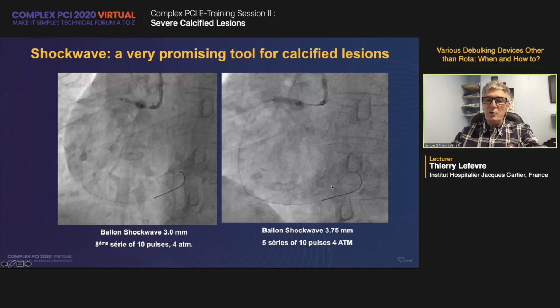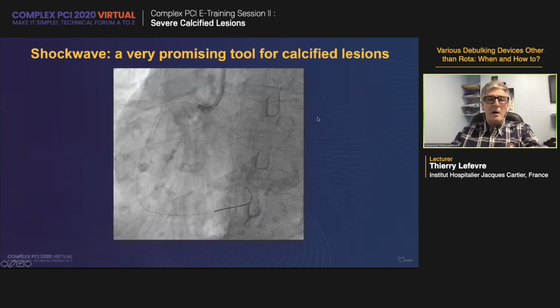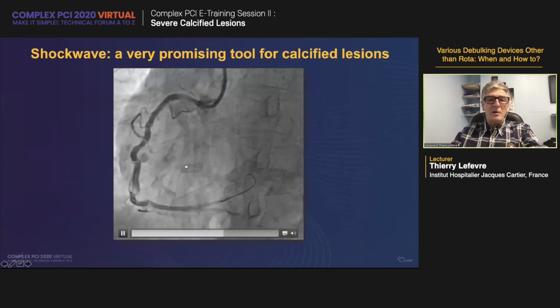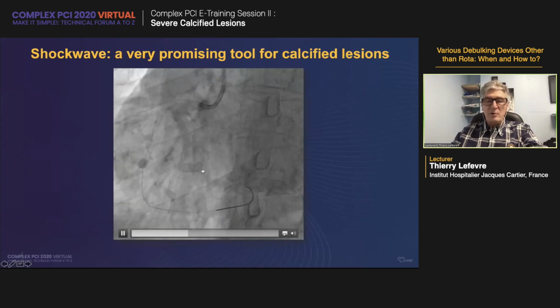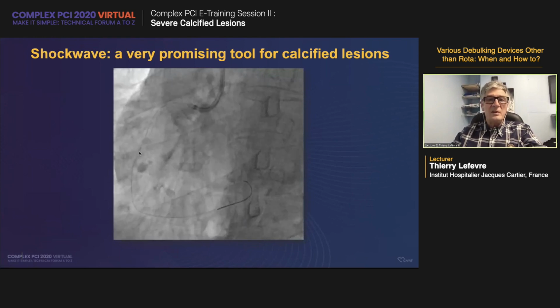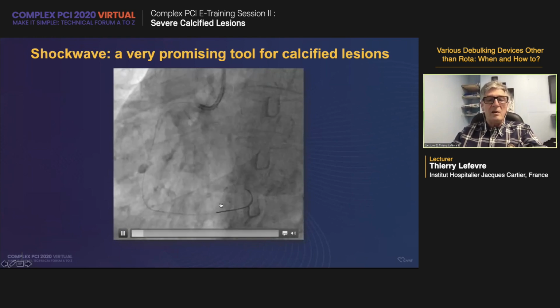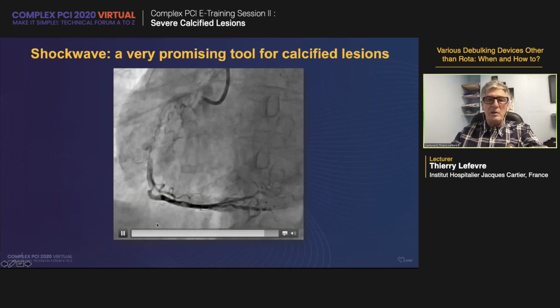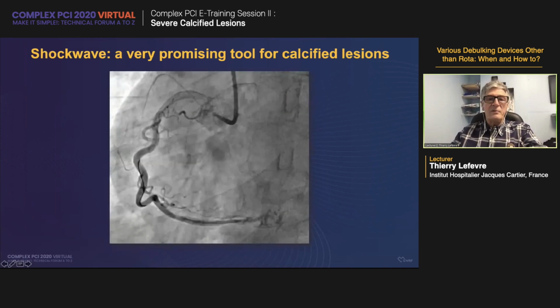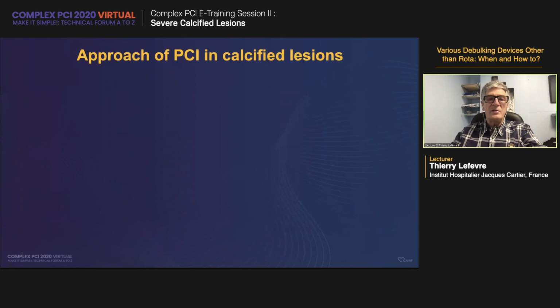Then we move to a 3.75 Shockwave balloon. And this is the result after 5 series of 10 pulses at 4 atmospheres. So you can see that now the waist has completely disappeared. This is the result with the balloon. And you can see now that it's a very big dominant right coronary artery. And this is after stenting, which I think looks very promising.